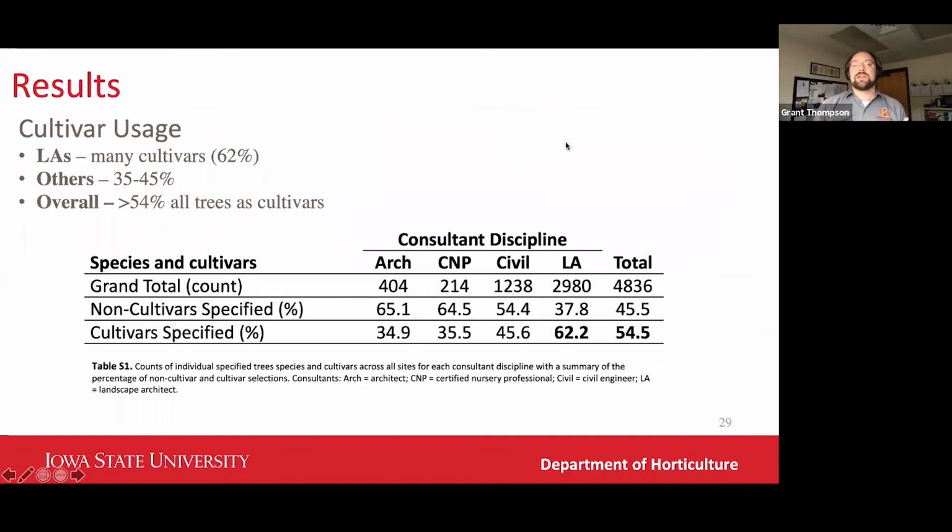Another striking thing that came out was the cultivar usage. So not only did landscape architects work on a lot of projects in our data and specify a lot of trees, but they used cultivars about 60% of the time. And that was much more than the other consultants, 35 to 45%, depending on which consultant group we're talking about. But in the entire data set, about 54% of all of the trees, the more than 4,800 trees specified, were cultivars.